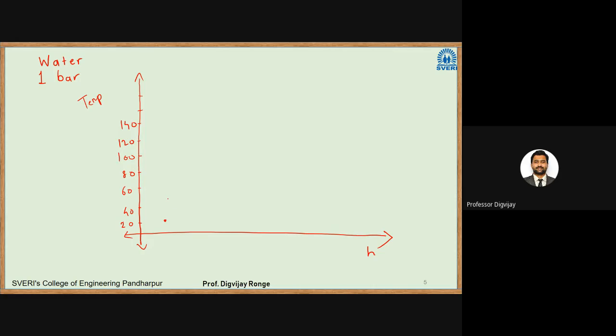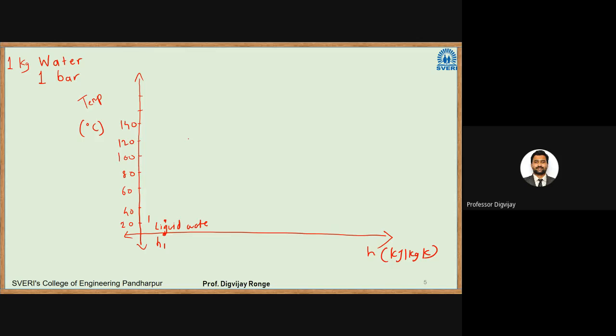Water is now in the liquid phase, so this is your liquid water. It must have some enthalpy. Let us assume this is point 1, the enthalpy associated with point 1. Let us say this is 1 kg of water, that means 1 liter of water, in liquid state at 20 degrees Celsius, with enthalpy in kilojoule per kg Kelvin.